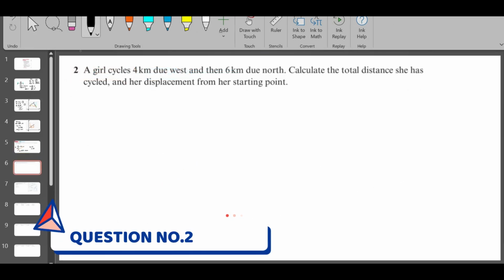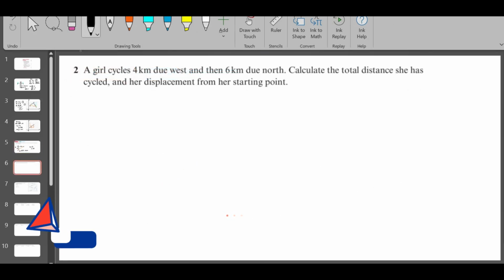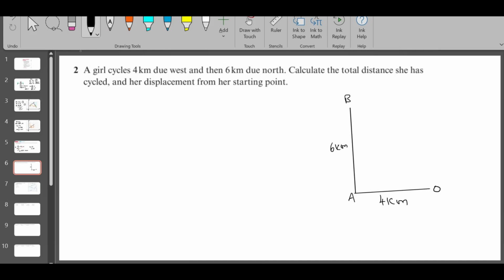Let's look at question number 2 now. A girl cycles 4 kilometer due west. 4 kilometer. And then 6 kilometer due north. 6 kilometer due north. From O, she goes to A and then to B. Calculate the total distance she has cycled.